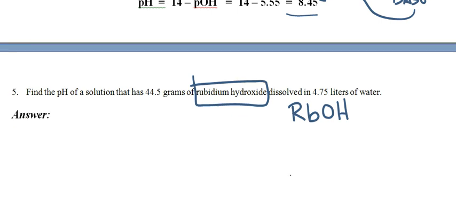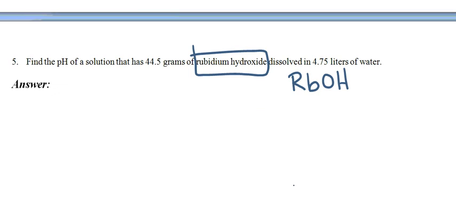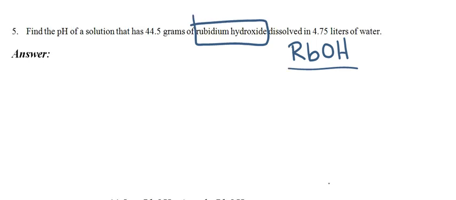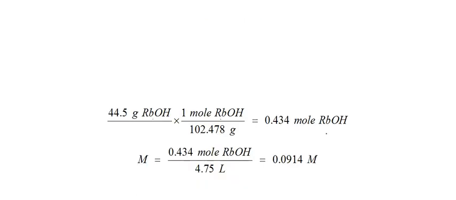So I don't want a K value. If I have a K value, that means I have a weak base. Okay? So realizing that you have rubidium hydroxide, which is a strong base, then we need to find out how many moles of the rubidium hydroxide we have. Also, if this is a strong base, what does that tell us about the base? Well, it's strong, therefore it dissociates 100%.